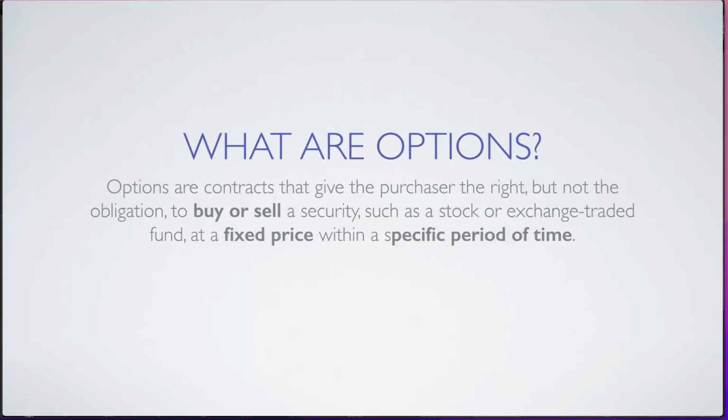So what are options? Options are contracts that give the purchaser the right, but not the obligation, to buy or sell a security, such as a stock or exchange traded fund, at a fixed price within a specific period of time. So that's kind of a lot to digest. But you don't actually own the underlying stock. It's just a contract that gives you the right to buy or sell the security within quite a few constraints.